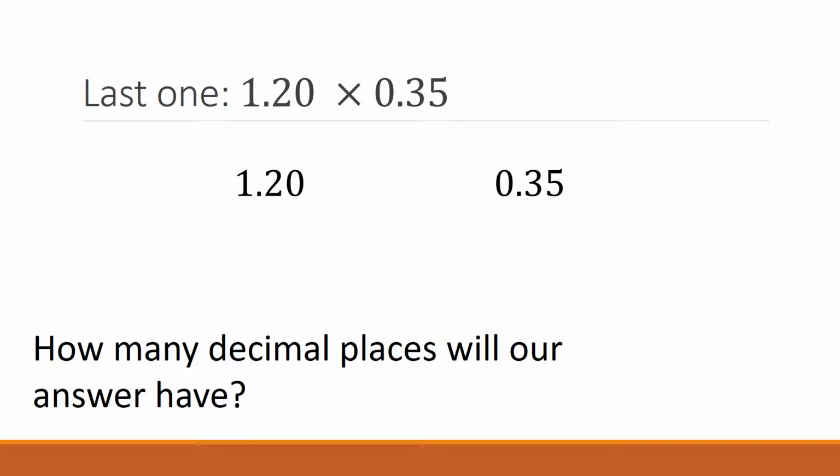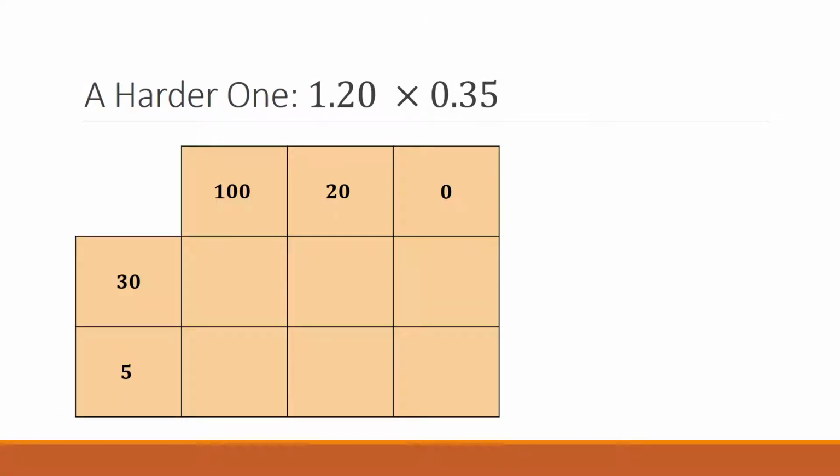Alright, one more. I've included this one because I want to demonstrate that even though we have this number 1.20, that 1 doesn't really change a whole lot. We still have 1, 2, 3, 4 decimal places. So our answer should still have 4 decimal places. So our problem simply boils down to multiplying 120 by 35.